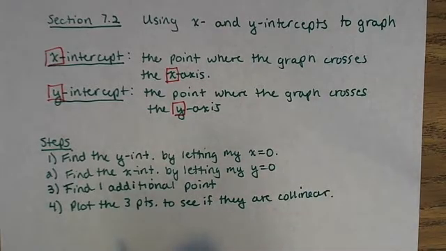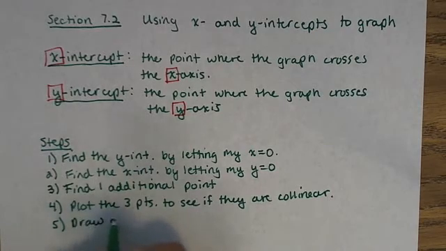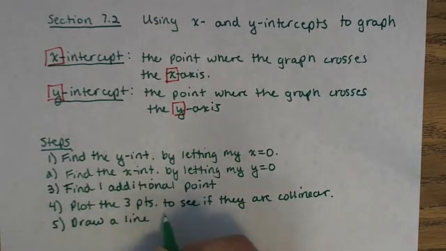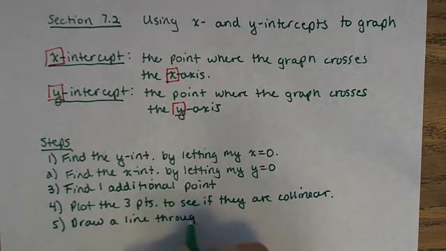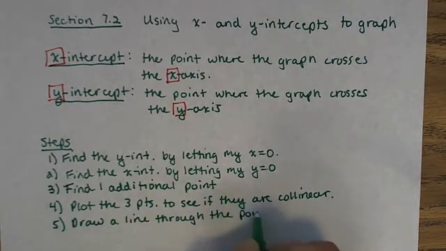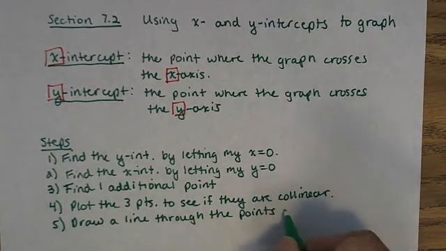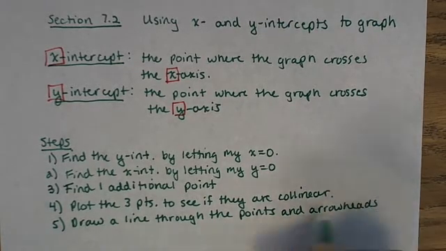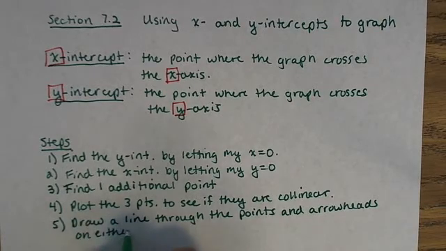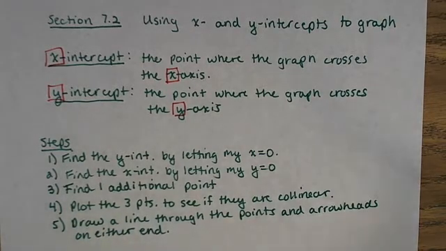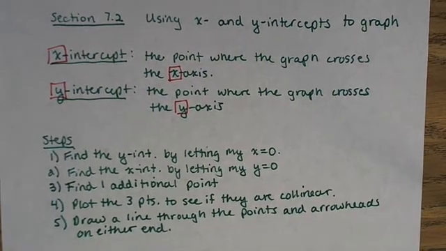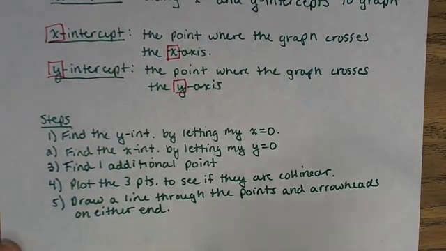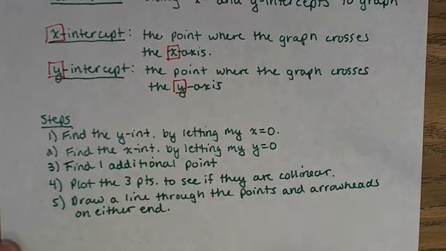And hopefully they are. You've done everything correctly. And so then you will draw a line through the points and put arrowheads on either end. Now, we talked about this yesterday, but the reason we put the arrowheads on either end is again to indicate that the line does continue on beyond the graph that we're looking at.